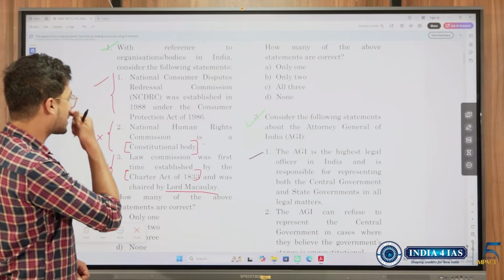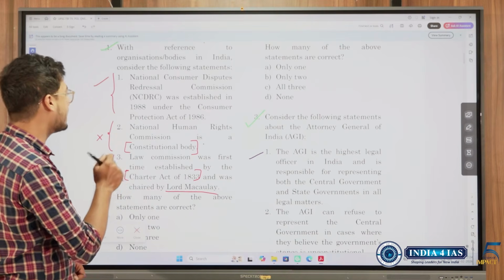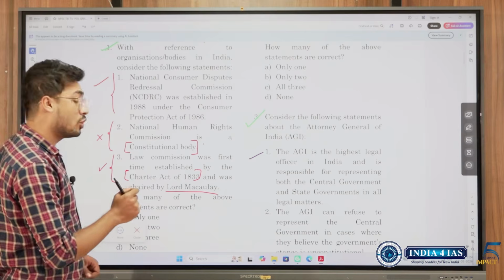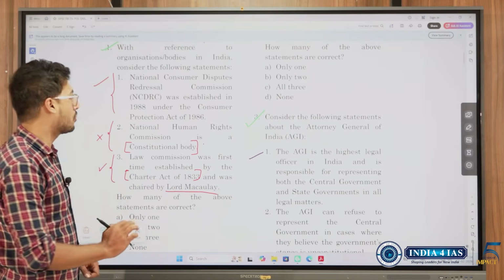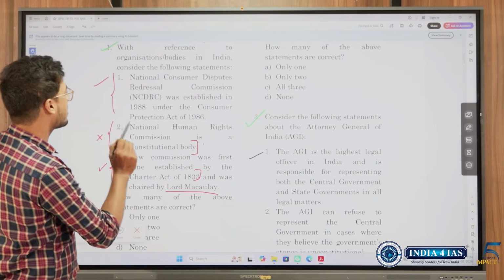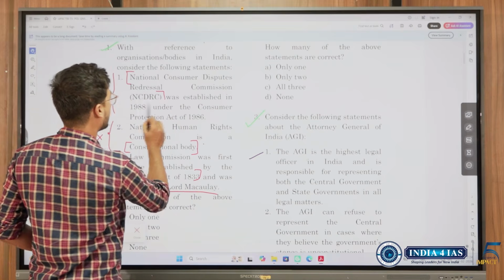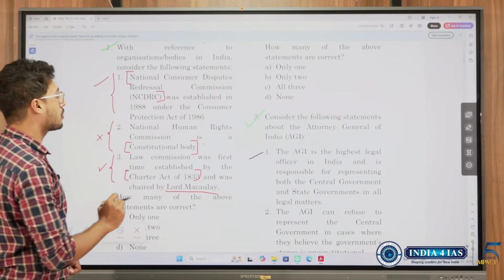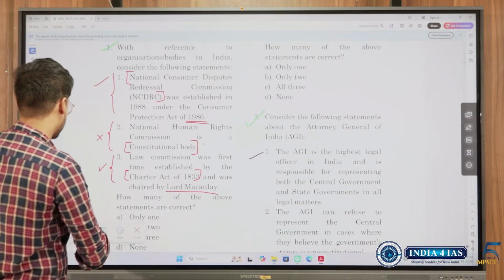Now let us look at the first statement. National Consumer Dispute Redressal Commission was established under the Consumer Protection Act. Now you may not have come across this fact, but this is a fact, so please make a note of it. National Consumer Dispute Redressal Commission is established under the Consumer Protection Act of 1986. Please make a note of it.